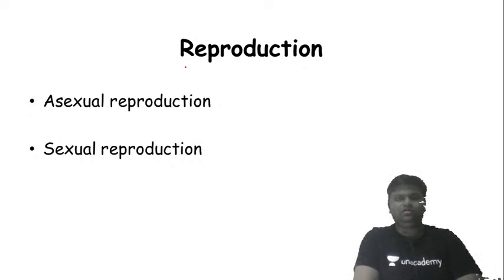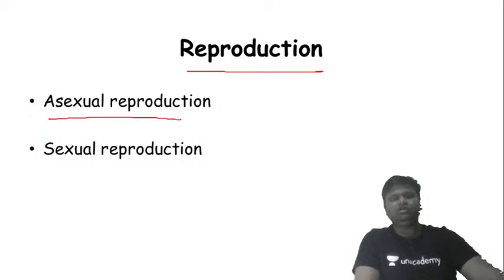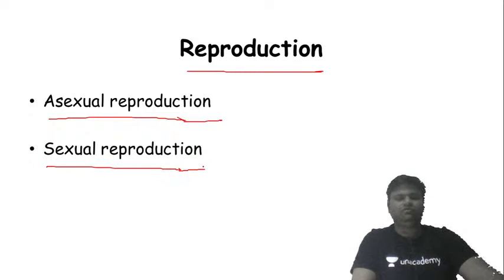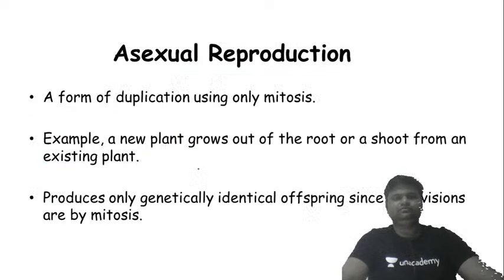So general reproduction occurs in two forms. One is asexual reproduction, the other one is sexual reproduction. So there are two modes of reproduction: one is the asexual mode, the other one is the sexual mode.